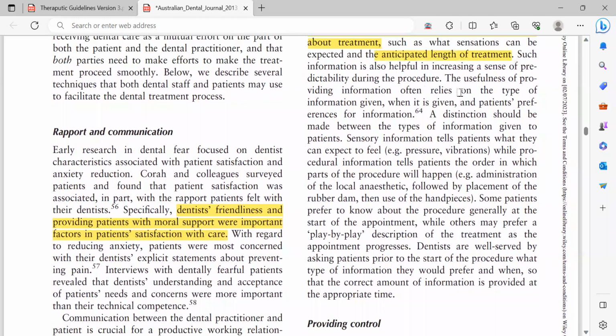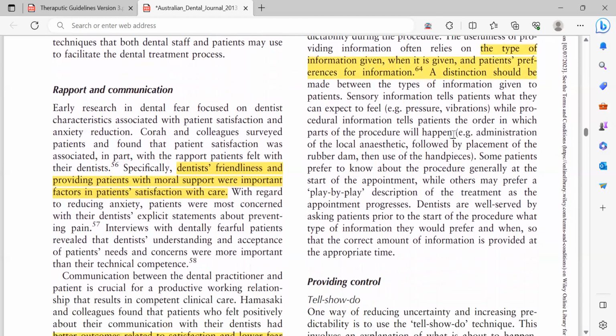So it is very important what information you are providing, what time you are providing it, and what the patient's preference is, because sometimes a patient wants to know all the information at the front, but some people like to go play by play. Whatever you are doing, at each step they want to know what you are going to do next.